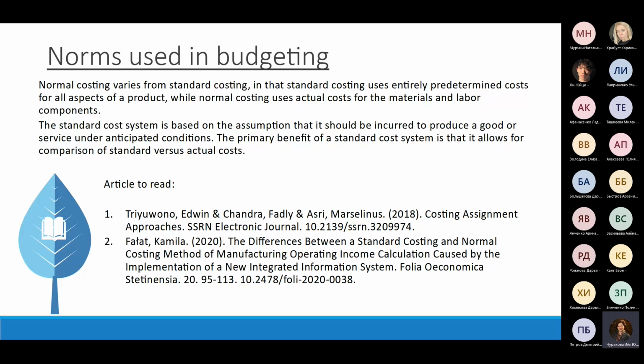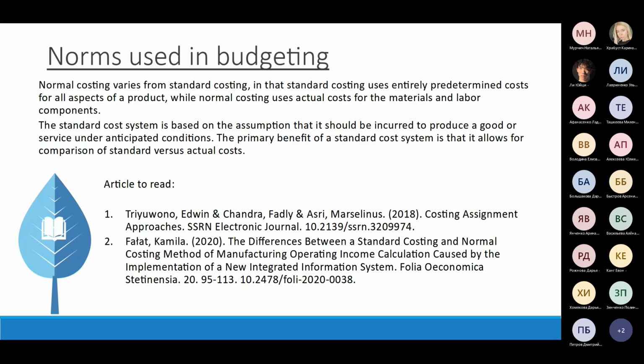So to know more about this topic, I suggest you to read two really good articles. They are free. You may use these names and search on the internet. The first one is the costing assignment approaches. So here you can see the analysis that involves three basic costing system: normative costing, standard costing, and actual costing. So the analysis is very good and lots of examples are presented. And the second article is really fresh, just a year ago it was published. The differences between standard costing and normal costing method of manufacturing operating income calculation.